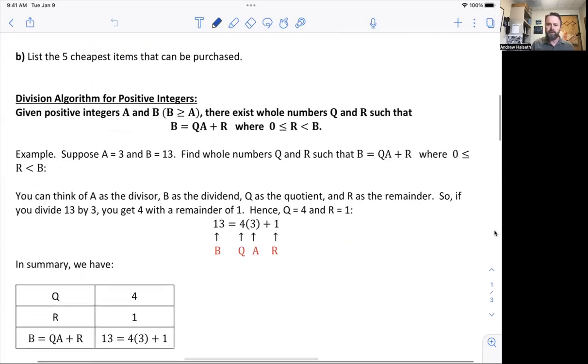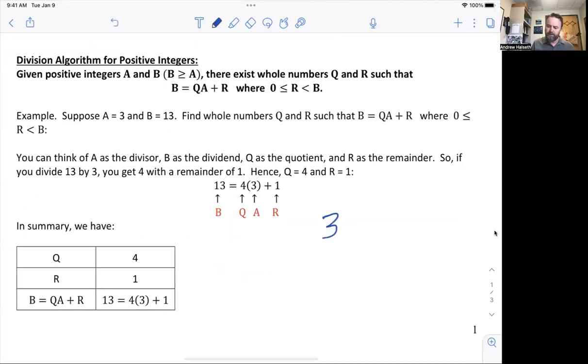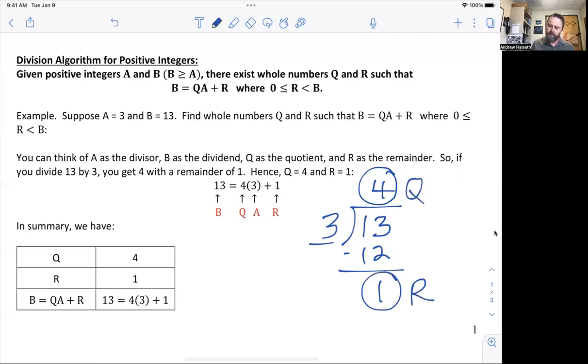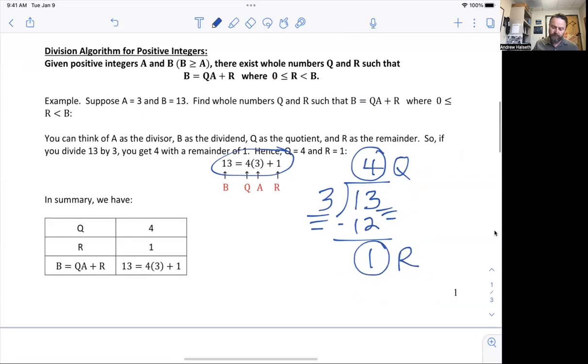So that means in this example, if you take 3 and divide it into 13, that's what I'm talking about with the divisor and the dividend, that goes in 4 times with 1 remainder, right? So there's your q, and there's your r, and then there's your a and your b, right? Which it works out, because now we have this equation, b equals q times a plus r. 4 times 3 plus 1 is 13. So in summary, I have a little table here. I have the q, the r, and then I can write the division algorithm equation.